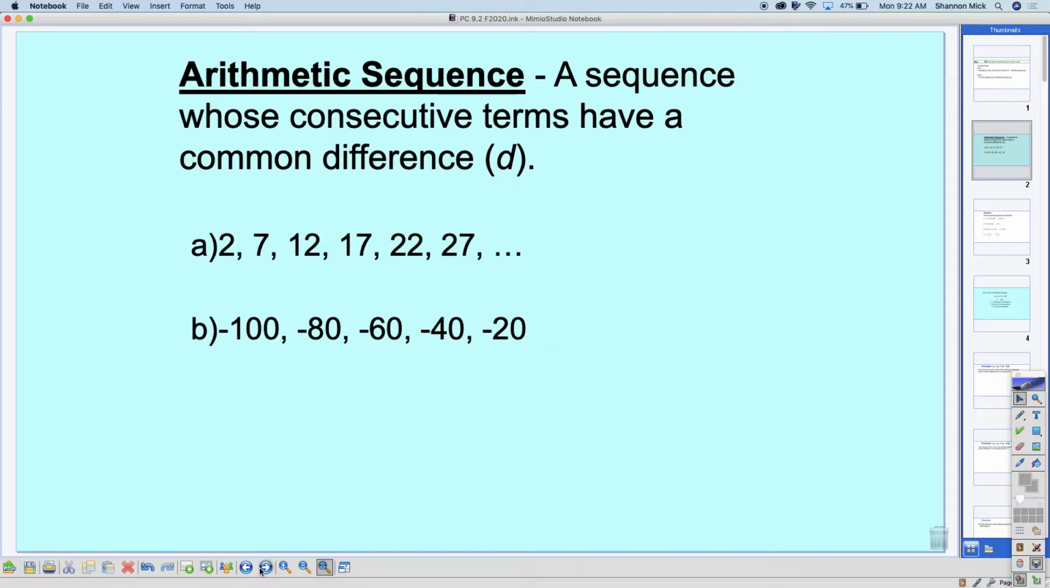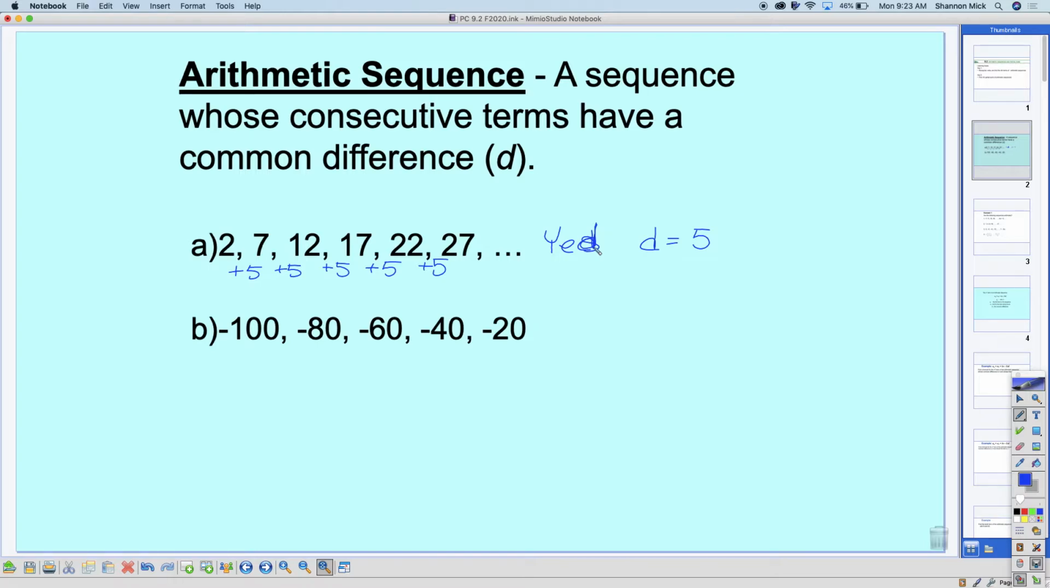Okay, so I have 2 to 7, 7 to 12, 12 to 17. What am I doing every time? Adding 5, adding 5, adding 5. Is it arithmetic? Yes. So your answer would be yes, and the common difference is 5. That's what's being called d. d equals 5. And if I was subtracting, it wouldn't be 5, it would be negative 5.